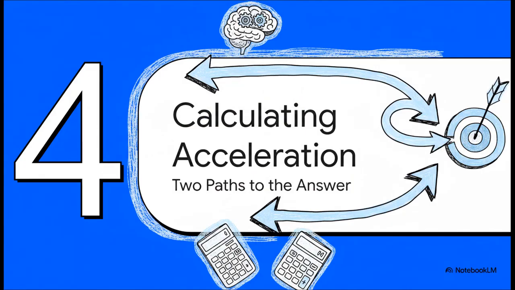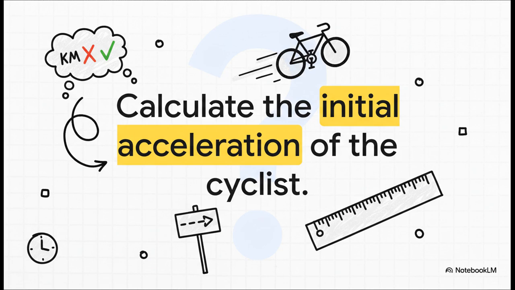Next up, a calculation. And what's really cool about this one is that the mark scheme actually gives you 2 different totally valid ways to get to the right answer. Okay, first thing to spot here is a classic exam trap. See how the distance is in kilometers? Before you do anything else, you have to convert that to meters. So 0.018 kilometers becomes 18 meters.